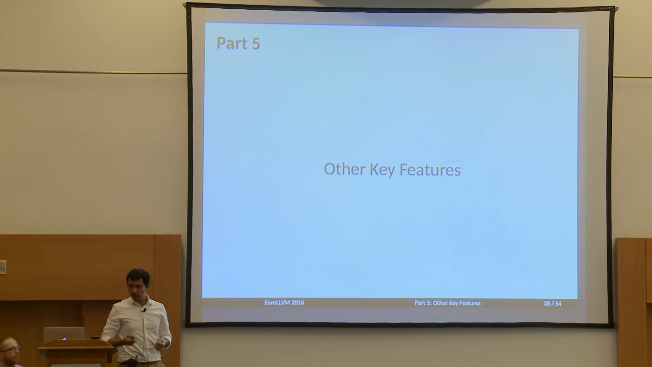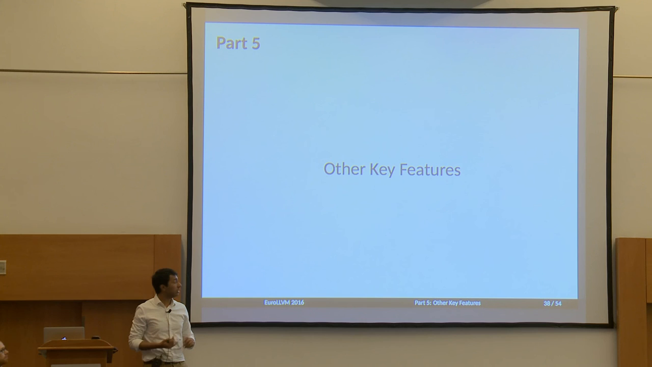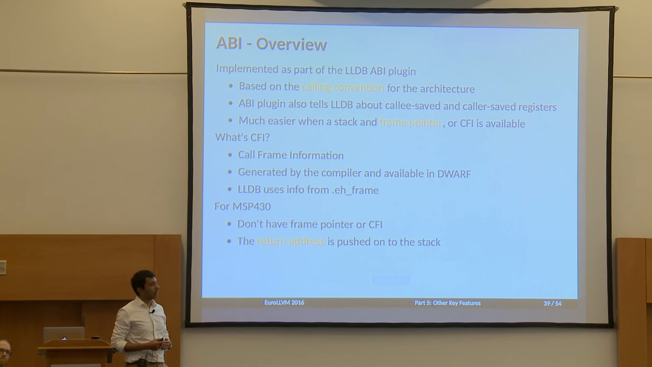Thank you, Andrzej. All right, so now you know we can read and write registers, we can read and write memory, we can set breakpoints. So most of the common scenarios have been covered. So what are the other key features remaining? I'll start with the ABI.